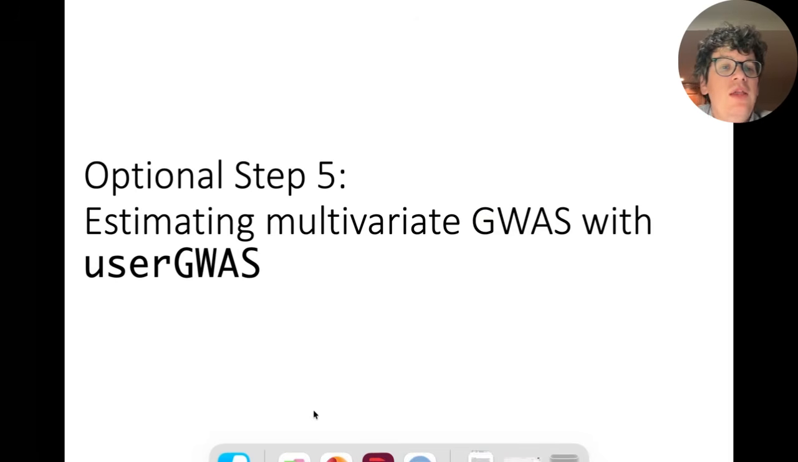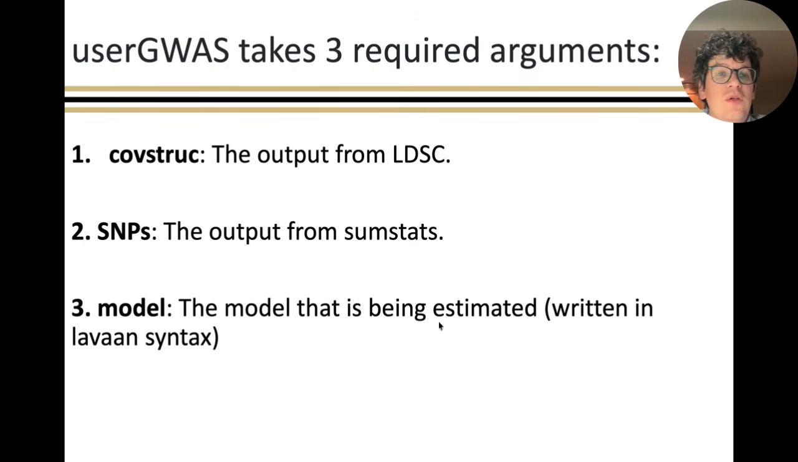In this step 5 video, we're going to look at how we can take the output from step 2, LD score regression, and the output from step 4, the aligned summary statistics across the included GWAS, to now include the effects of individual genetic variants, i.e. SNPs, within the model using the userGWAS function.